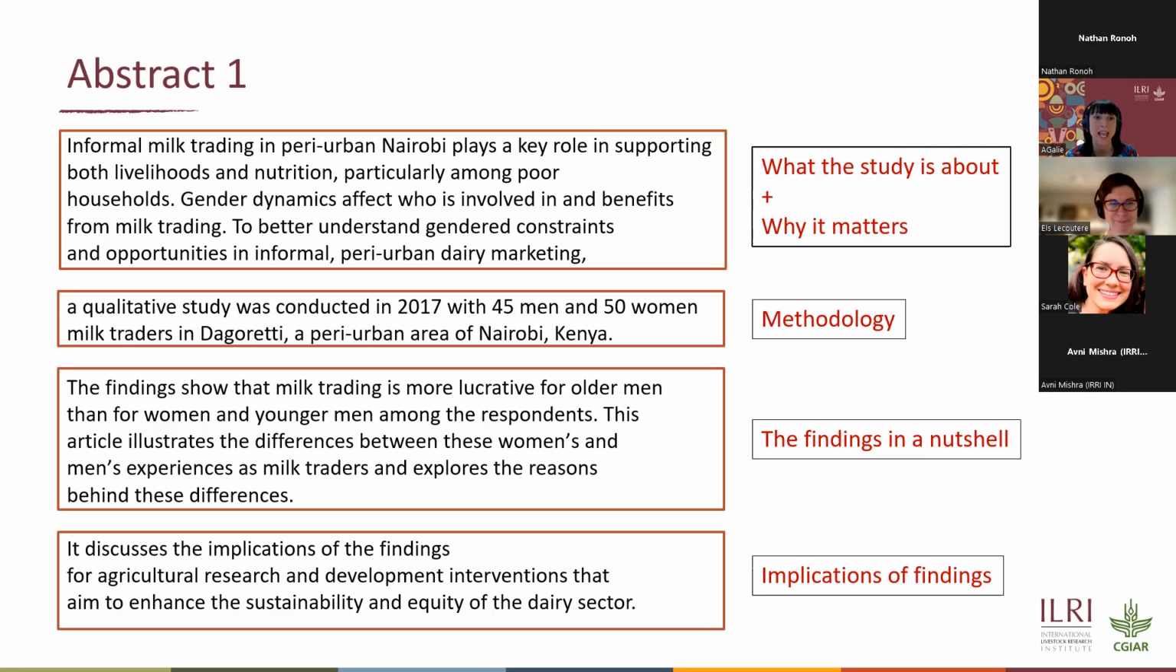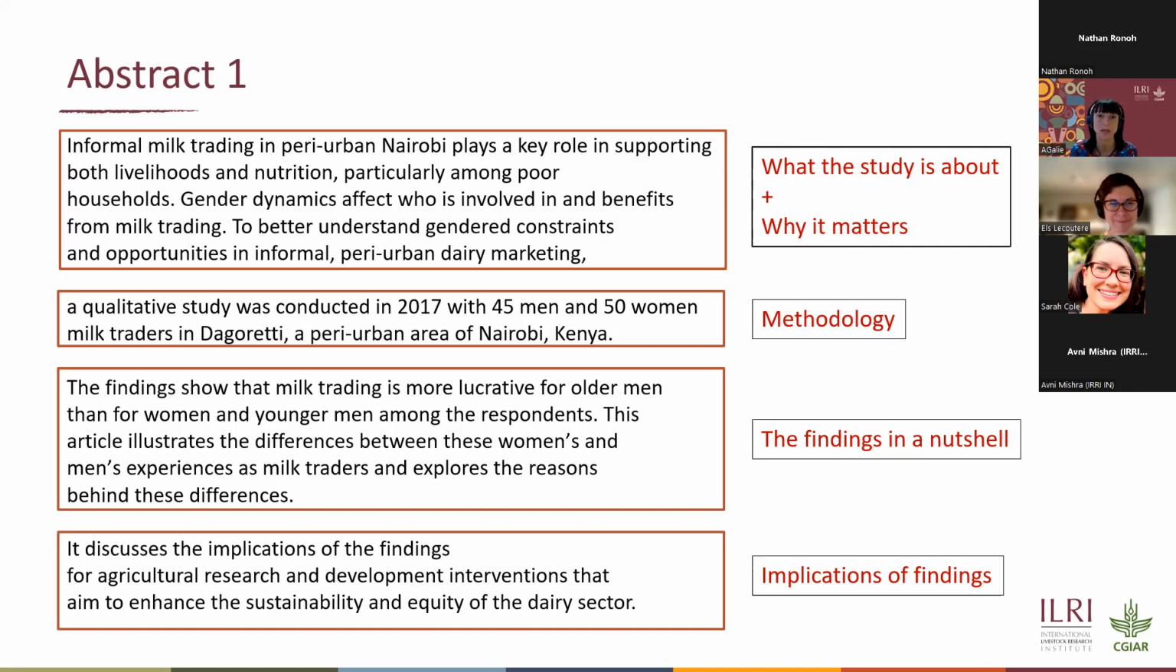And then you can specify the methodology. So we said a qualitative study was conducted in 2017 with 45 men and 50 women milk traders in Dagoretti, a peri-urban area of Nairobi, Kenya. This is a very short overview of the methodology, but that's fine. Abstracts are very short. And then you go into the findings. You have to bring in the findings in a nutshell.